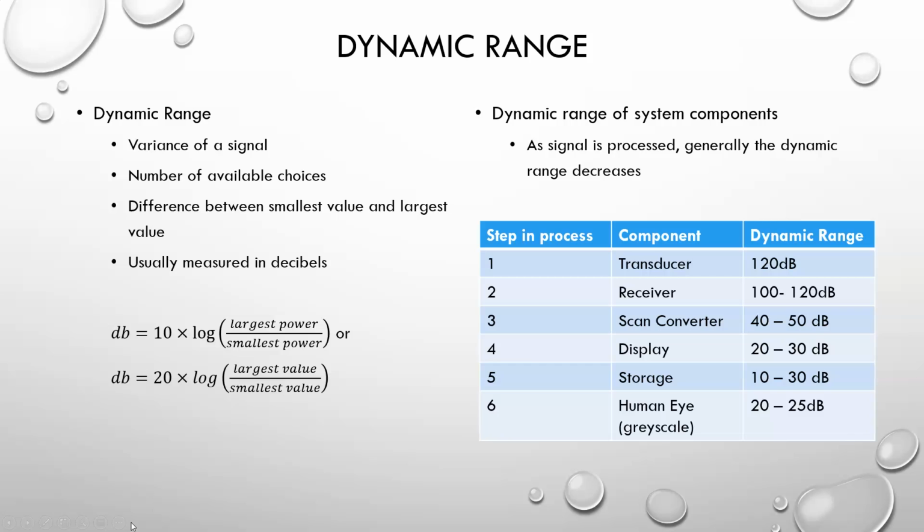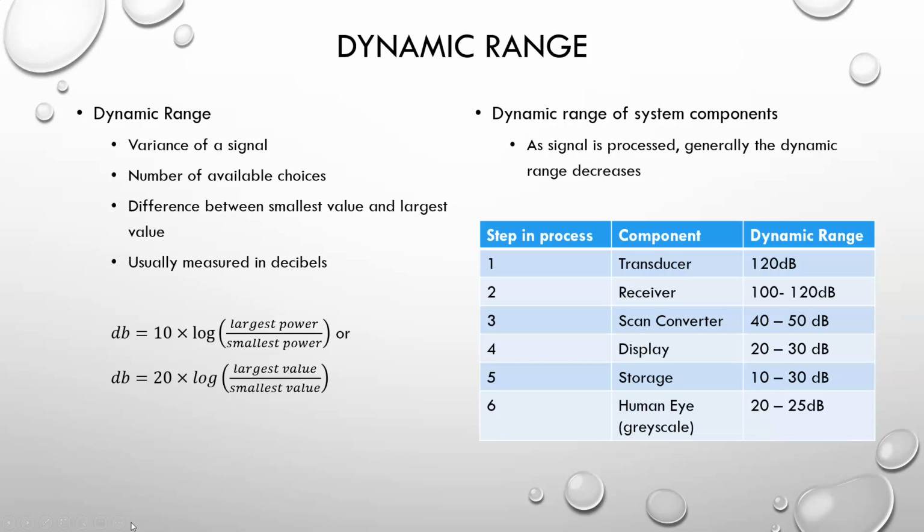It's always expressed as a ratio, so that it can be measured in decibels. If you're using power, so the dynamic range in power is the smallest power available to the largest power available, you would multiply 10 times the log of that ratio and get a dynamic range in decibels.